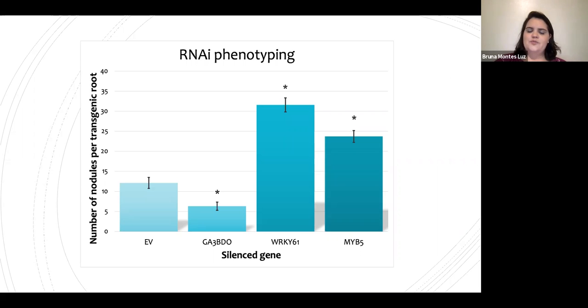So the next steps would be to further investigate how the spatial and temporal activation or expression of these genes affects nodulation.